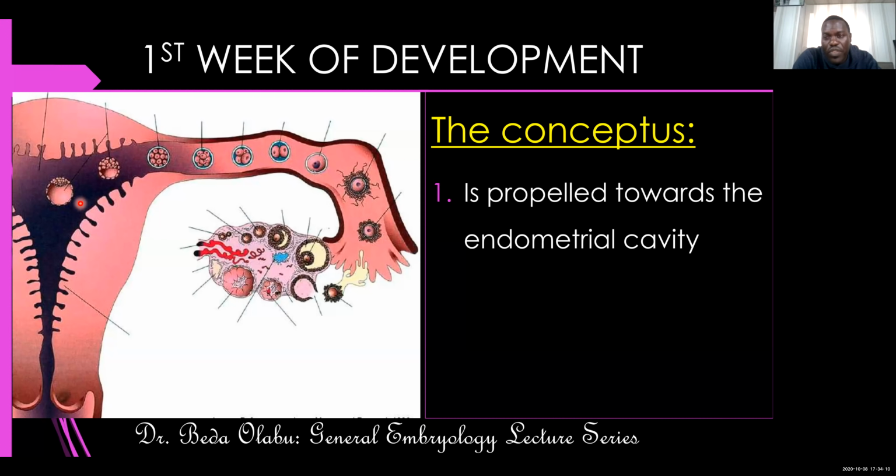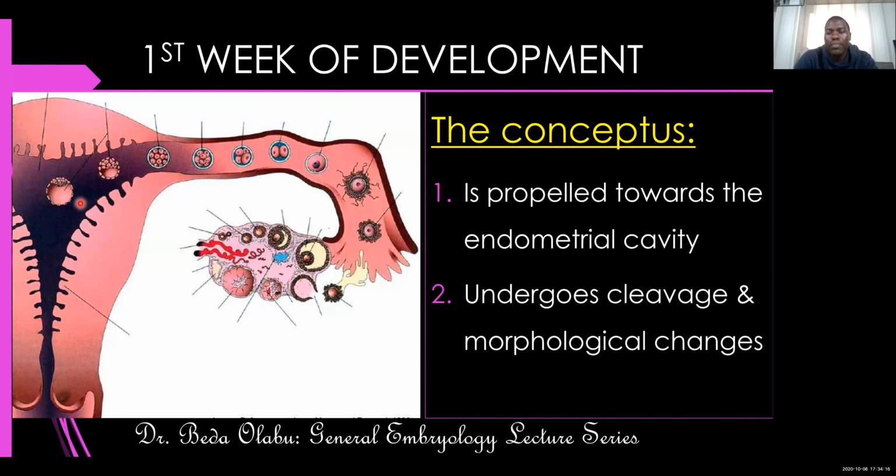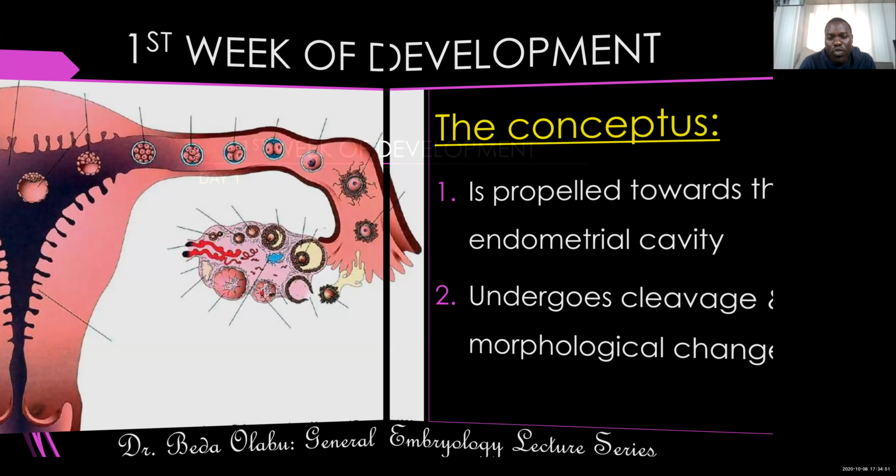Apart from movement of the conceptus from the site of fertilization to the site of implantation, we agreed that one of the things that fertilization unlocks is the ability to undergo mitosis again. And sure enough, the zygote will begin to undergo mitosis. The mitotic division of the zygote is what we call cleavage. So you can imagine if these cells are undergoing cell division, there'll be some morphological changes which occur on these cells. Let's look at these morphological changes.